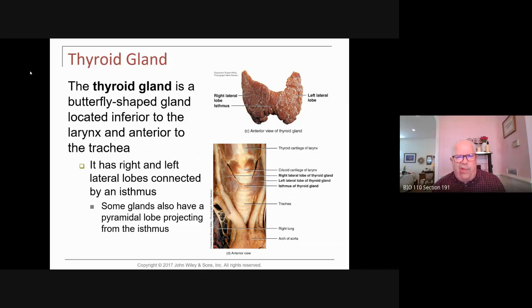Okay? Now, let's talk about the thyroid gland. The thyroid gland is a butterfly-shaped gland located in your anterior neck, right below the larynx and anterior to the trachea. It is divided into an isthmus, which is the middle, and 2 lobes, a right lobe and a left lobe.